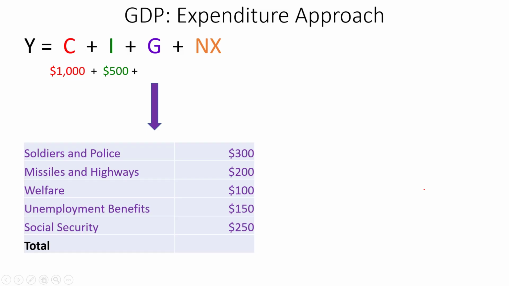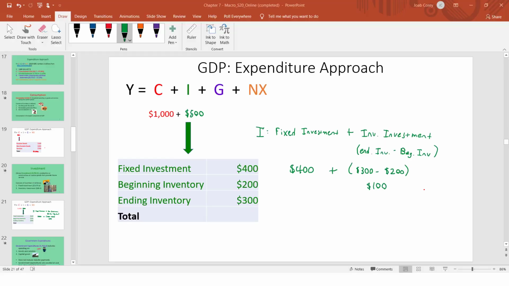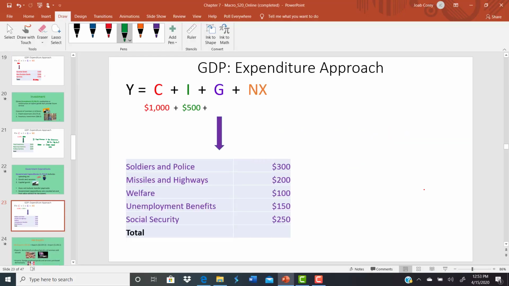So let's go through and calculate the government expenditure component of GDP in this expenditure approach. So again, I'm going to exit this full screen mode so we can use the purple color that our G is representing here. All right. So again, this is a government that has paid soldiers and police $300 to perform their duties. They spent $200 on creating missiles and repairing highways.